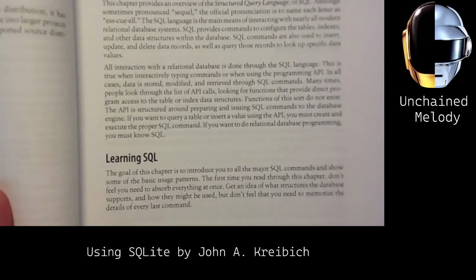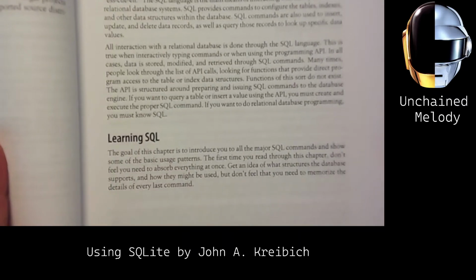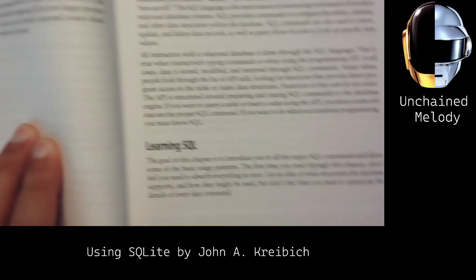Learning SQL. The goal of this chapter is to introduce you to all the major SQL commands and show some of the basic usage patterns. The first time you read through this chapter, don't feel you need to absorb everything at once. Get an idea of what structures the database supports and how they might be used. But don't feel that you need to memorize the details of every last command.